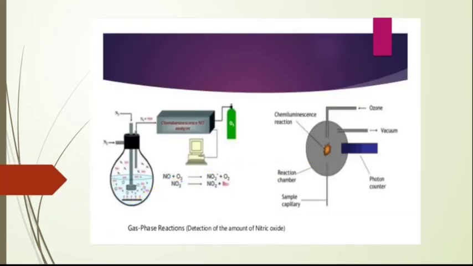This is the diagram of a gas phase reaction or gas phase titration. See here, the reactant is taken and from this N2 enters into the system, and the liberated gas moves to the chemiluminescent analyzer, and here is the readout device or the computer. As earlier we have seen for ozone reactions, such a reaction is written here: NO plus O3 gives NO2 radical plus O2.